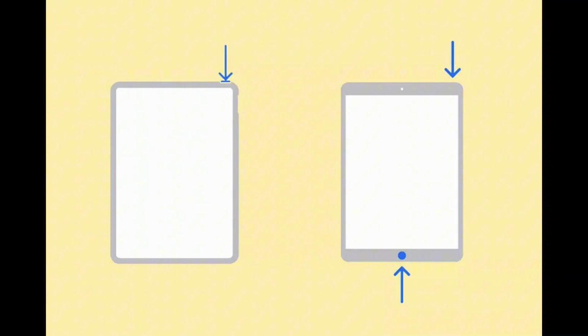button, press and hold volume down and top button. When the power off slider appears, slide it from left to right. If you can't turn off your iPad, it's fine to skip this step.